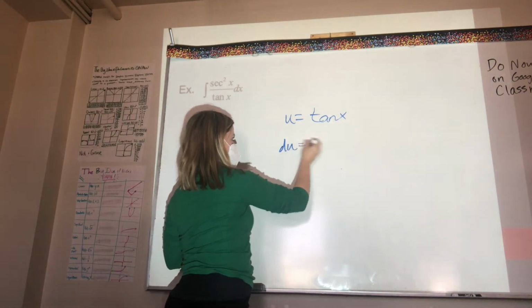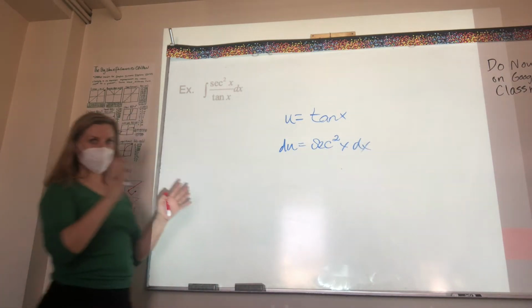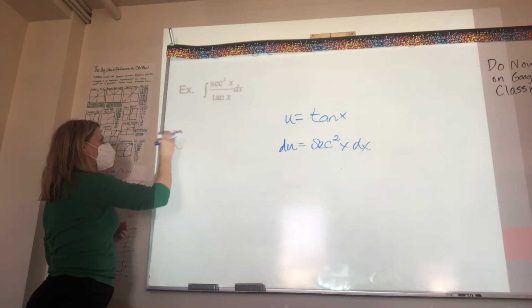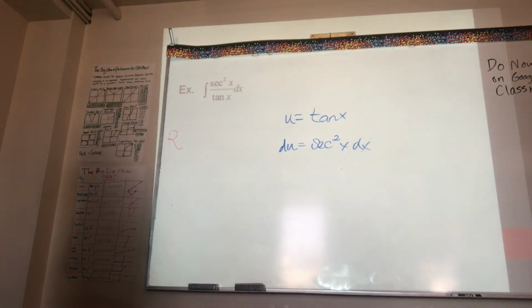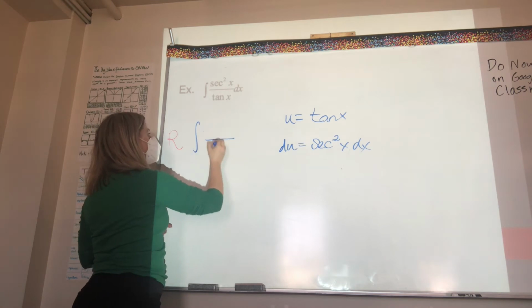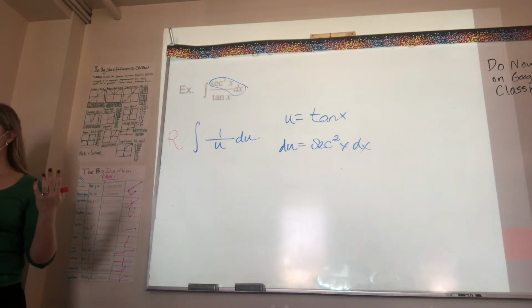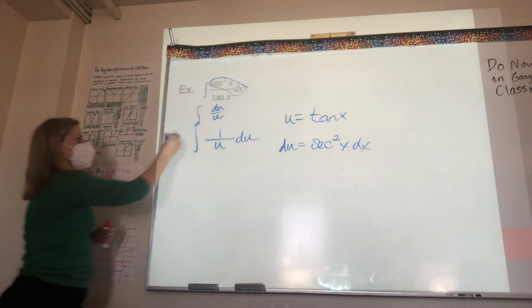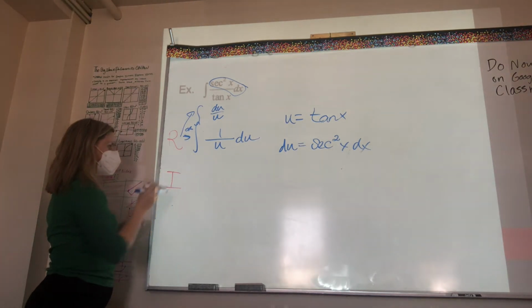All right, so what's my du? Secant squared of x dx. Check. The dx is there technically because of the chain rule, because the inside is x and the derivative of x is dx. All right, you ready? So this is my rewrite step. Can you rewrite this, please, with u's? This is just 1 over u du, or you could have written the integral of du over u, that's the same. Either one of those is good. Are you ready to integrate? On that I step of RIS.